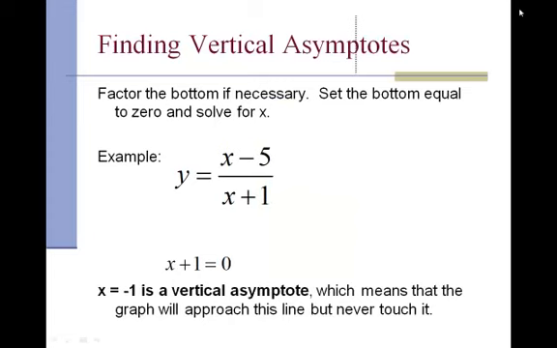Now we're going to start by finding vertical asymptotes. To find a vertical asymptote, you look at the denominator and you want to set that equal to 0 so you can solve for x. Sometimes you're going to have to factor your denominator and sometimes you won't have to factor it. In this example, our denominator is x plus 1. If I set that equal to 0, I don't have to factor that. It's all ready to be solved. I subtract 1 to the right and I get x equals negative 1. This is a vertical asymptote, and that means that we would have a line going through x equals negative 1 that our graph would approach but never touch.